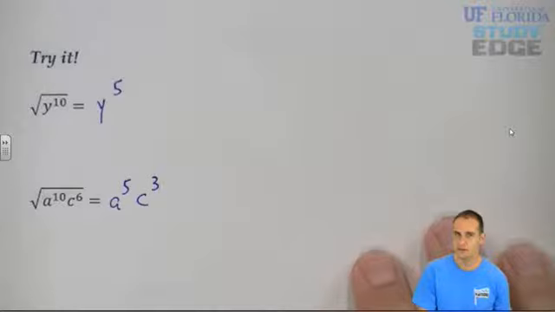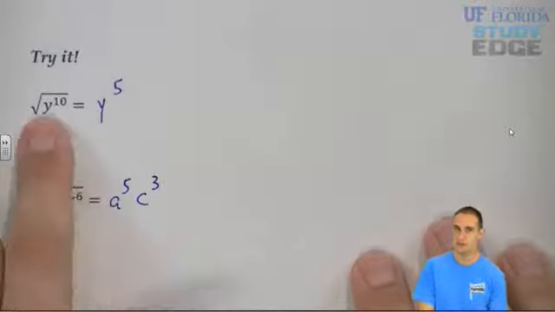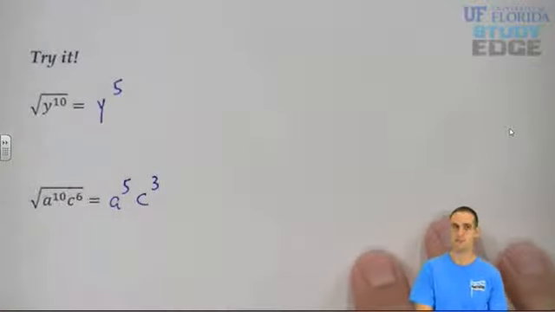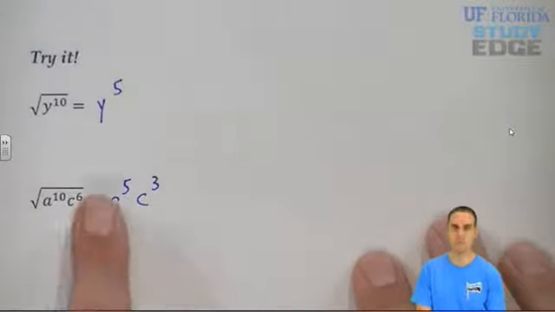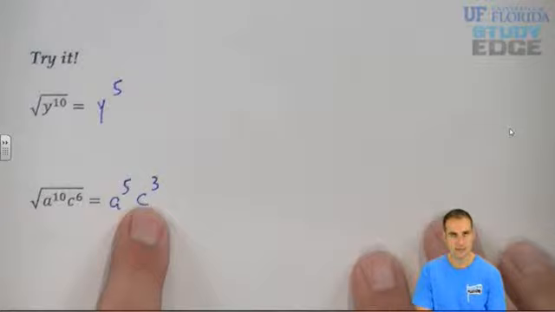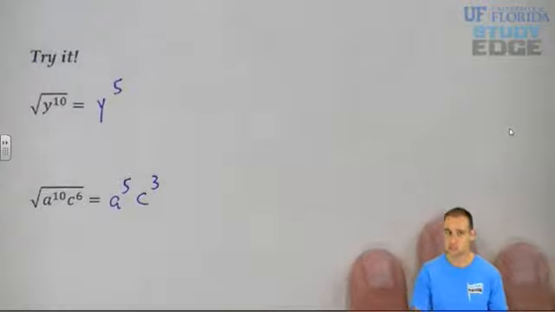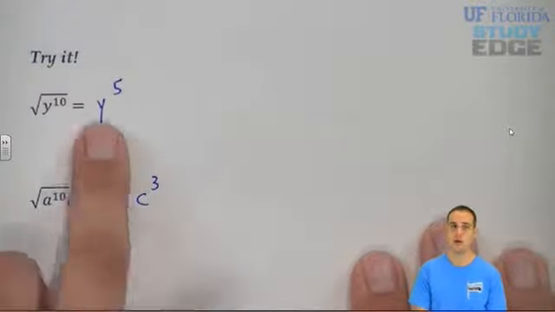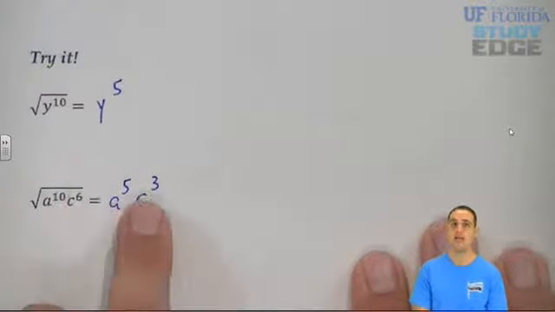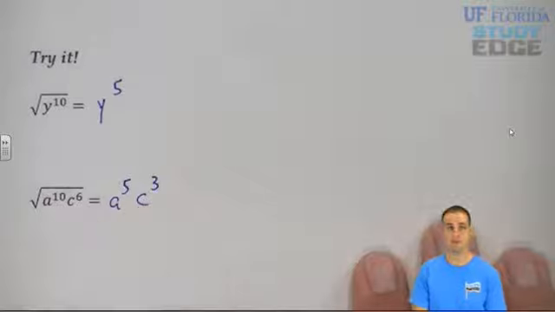You guys see a pattern here, though? One way to think about it is just cut it in half. Another way is asking yourself, 2 goes into 10 5 times. 2 goes into 6 3 times. That's how I think about it. Because this is a square root, we're trying to figure out how many pairs we have. We had 5 pairs of y, 5 pairs of a, and 3 pairs of c.